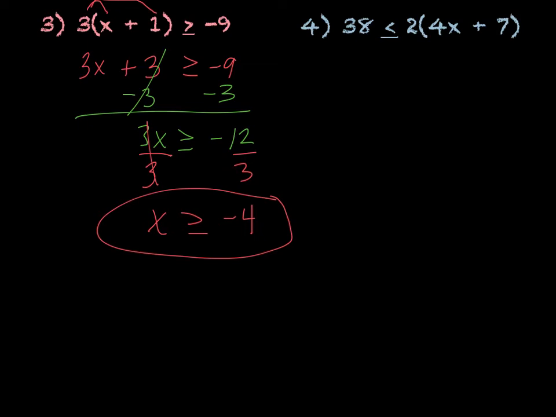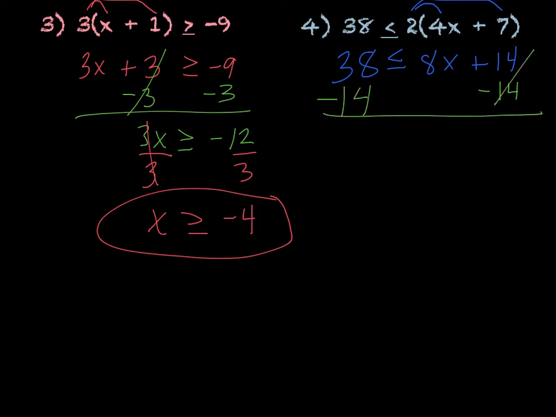Next one, we have, again, a distribution problem. So I'm going to start by distributing the right side. So I have 38 is less than or equal to 2 times 4 is 8x, 2 times 7 is 14, and then I'm going to solve here. So I subtract the 14 from both sides, canceling that out, leaving me with 24 is less than or equal to 8x.